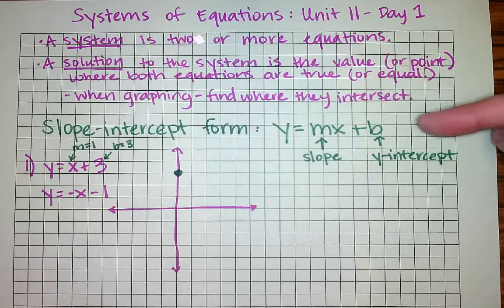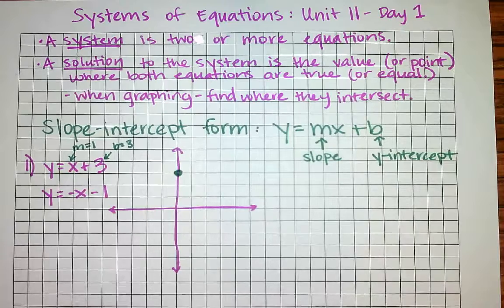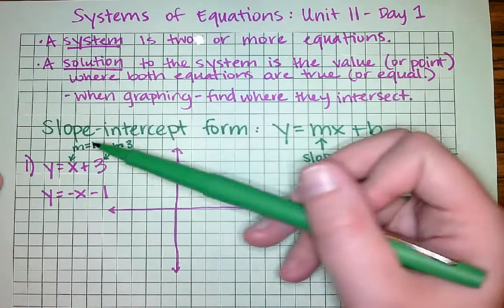So when you graph, you've got to have it in slope-intercept form, which is y equals mx plus b. Your m is your slope, your b is your y-intercept. So for these two equations, y equals x plus 3 and y equals negative x plus 1, these are already both in slope-intercept form, so we can just graph them.